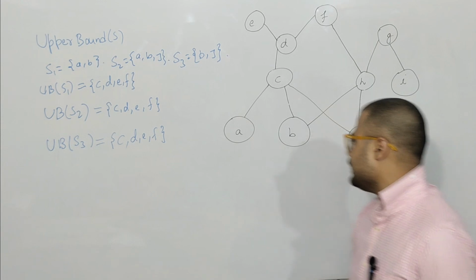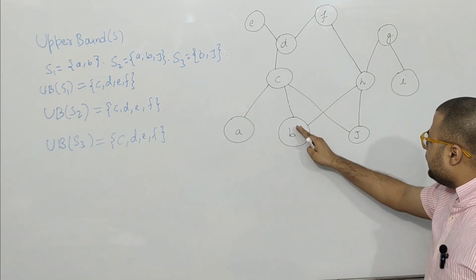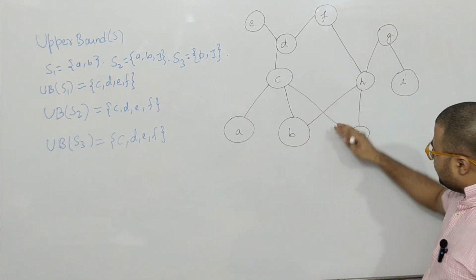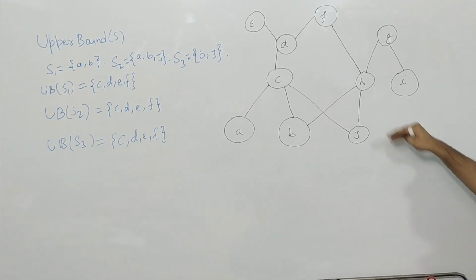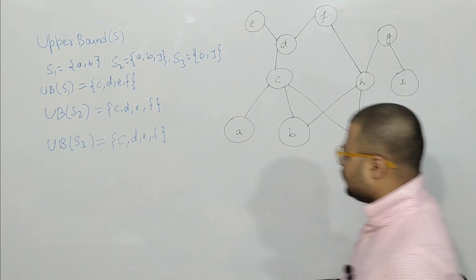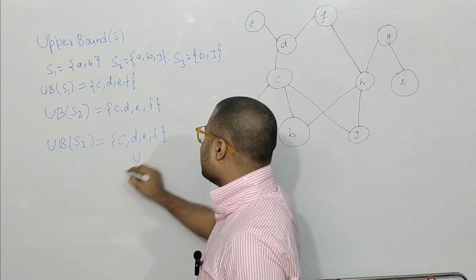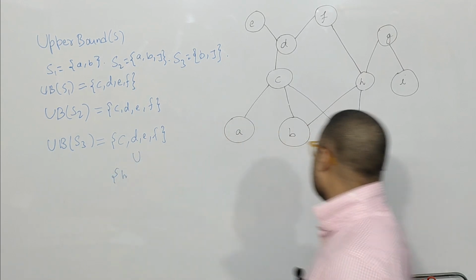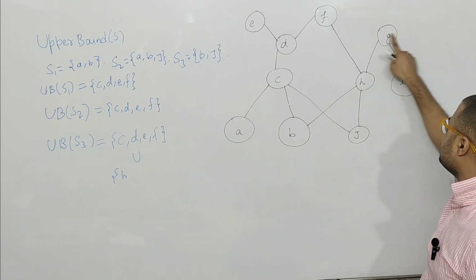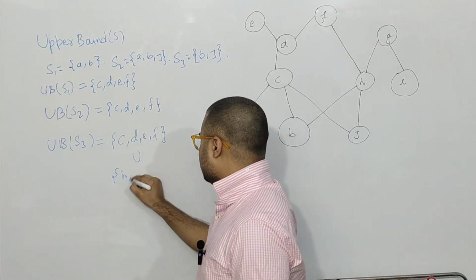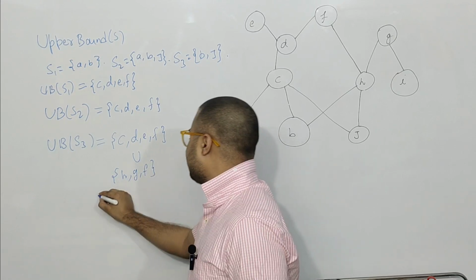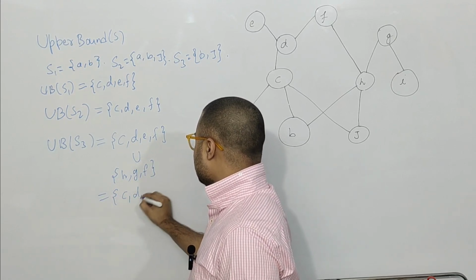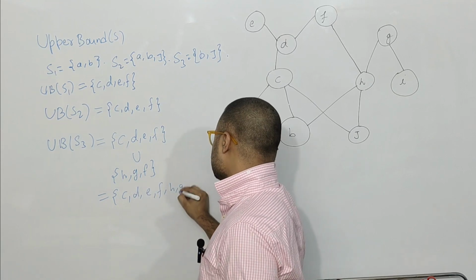Okay, but B is also related to H. One step from B, you also have H, and J is also related to H. It means H is also a joint point. So the upper bound of S3 is C, D, E, F union H and whatever comes in the upward path from H: G and F. So this is equal to C, D, E, F, H, G.